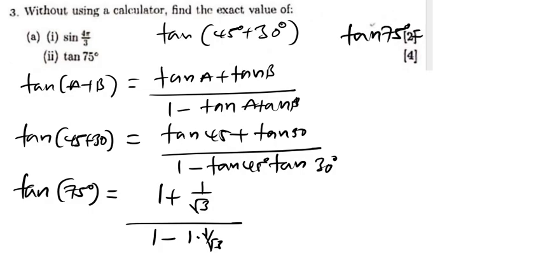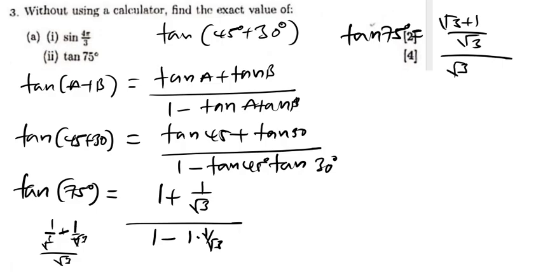So we can go further and say tan 75 will be equal to, if I simplify the top part here, 1 plus 1 over root 3. The common denominator is root 3. So if you do the math here, you end up having root 3 plus 1, divided by root 3. Then here is the opposite of what we have done. So here it will be root 3 minus 1, then divided by root 3.